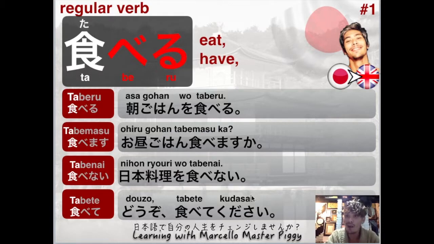And that's the verb taberu for today. I hope you guys liked it. And the next verb is going to be an irregular verb, just to tell you how a little bit more complicated it's going to be to change the ru, masu, nai, and te. But it's not a big deal, guys. We're going to have to change the last hiragana again as well. Okay, so next one is going to be nomu, which means drink.